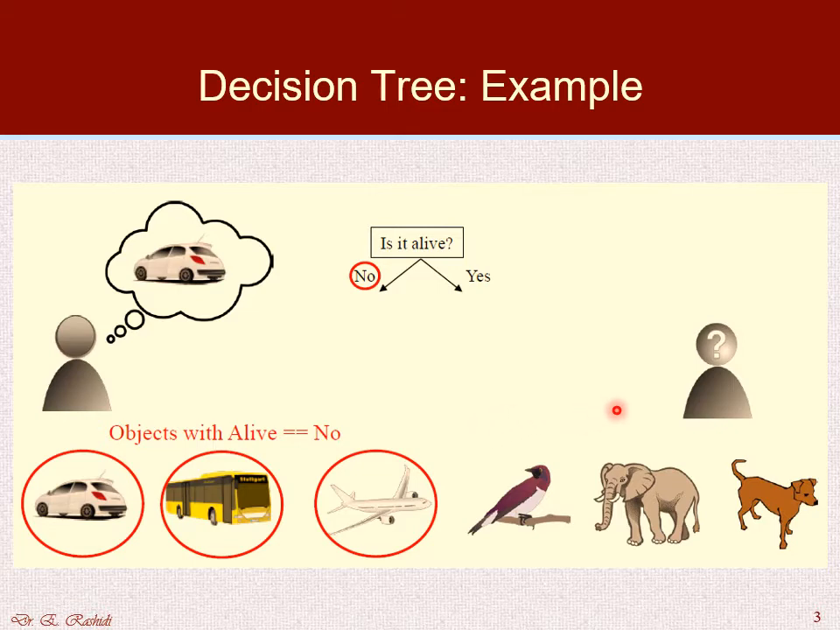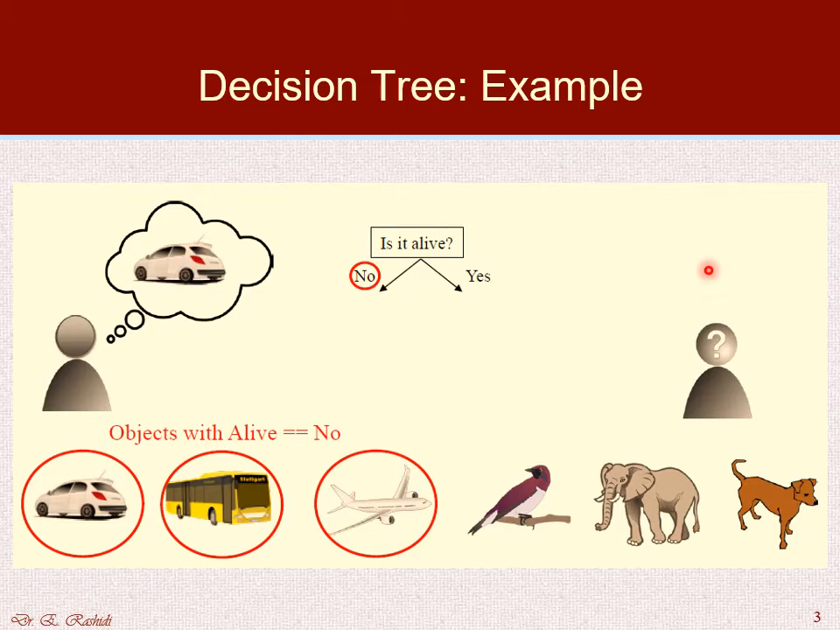So for example, you would ask, is it alive? And I'm thinking about the car. So I would say, no, it is not alive. So the three objects on the right are going to be eliminated. So now, instead of 6 objects, you can think about asking questions to get to the answer, having a smaller set, which consists of 3 objects.